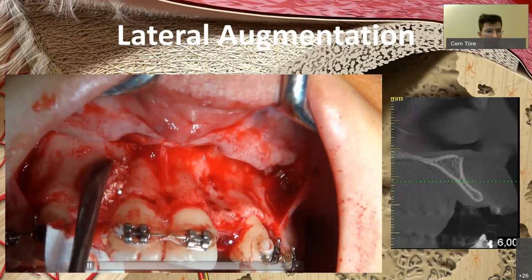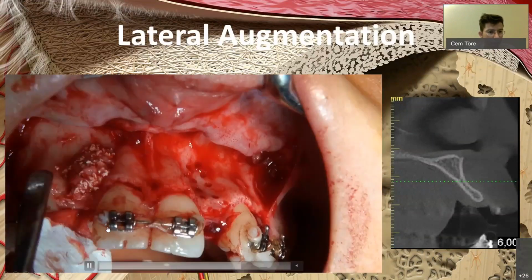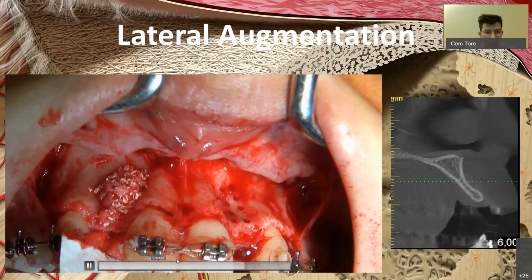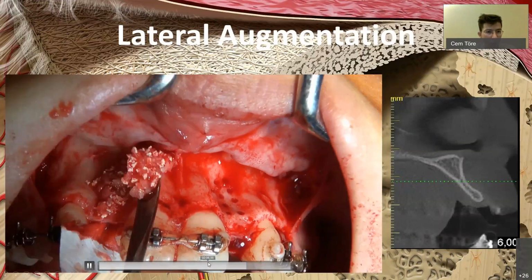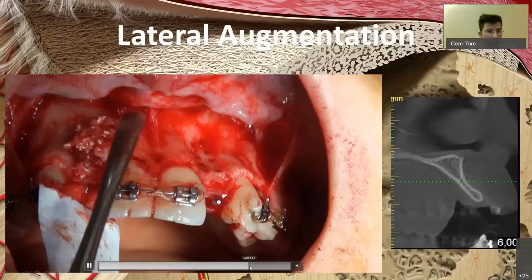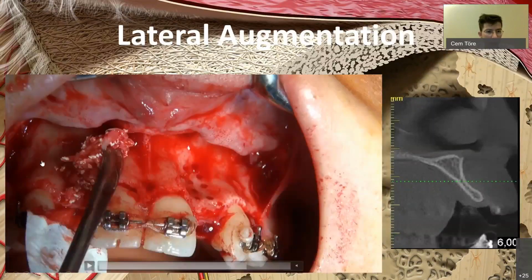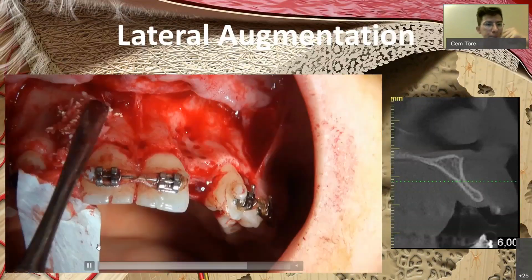We are placing our graft there. You can see the mixture of autogenous bone and xenografts. We are depositing the graft in the area, watching the contour around the area. We want to match or exceed the contour of the neighboring area.